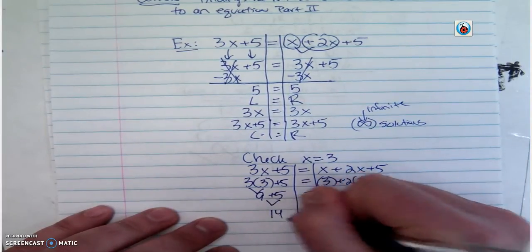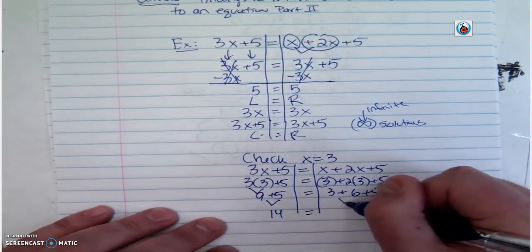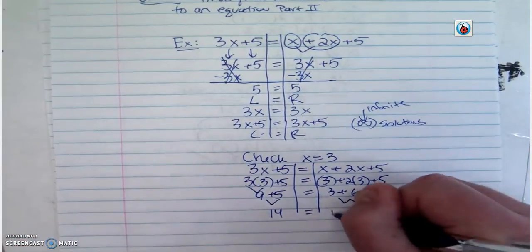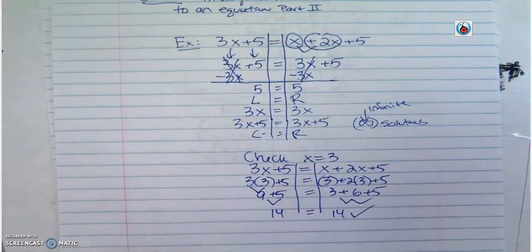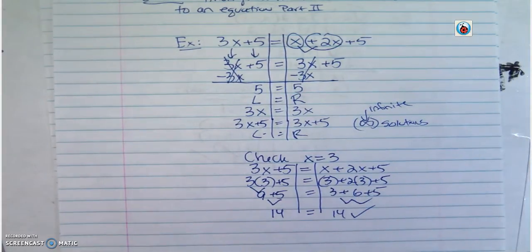And here I have 14 on the left. And when I add up all my values here, I end up with 14. So again, why this is really cool to me is because no matter what you do for checking it, you will always get a check that works, which means this equation has infinite solutions.